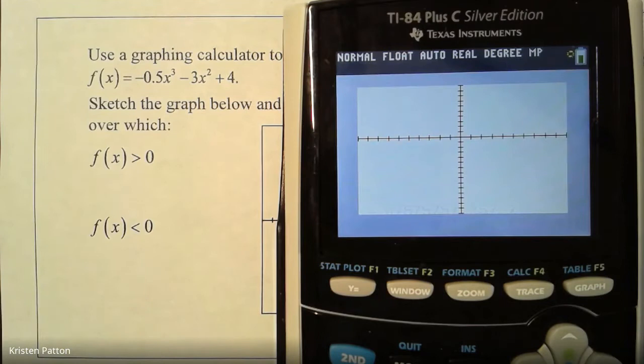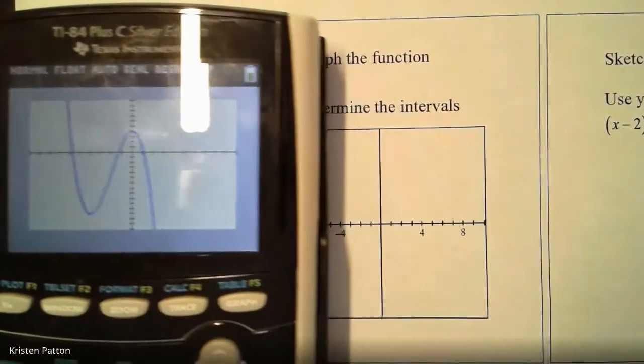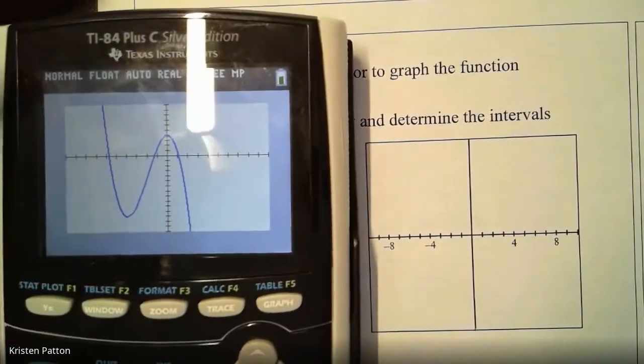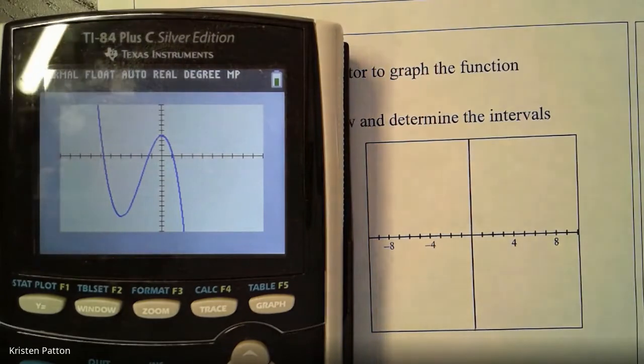I don't know if that's low enough. I think it's got to be close. Oh, perfect. Okay. All right. So what I would like to do is I'd like to translate this onto my paper. So I'm going to slide my calculator over here. Sorry about that glare. Let's move that out of the way.